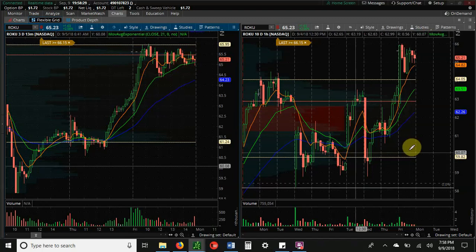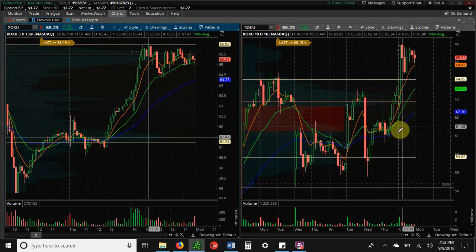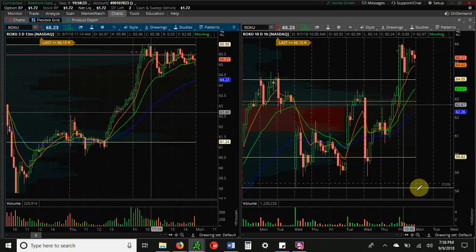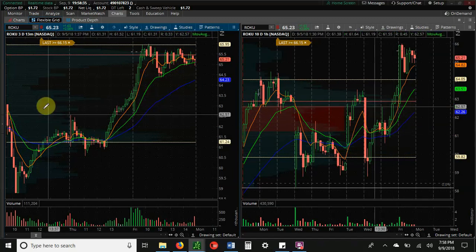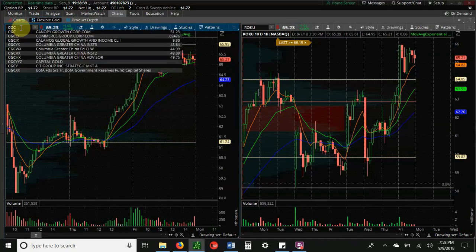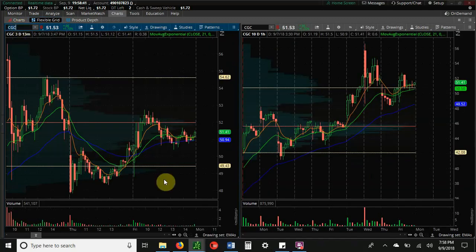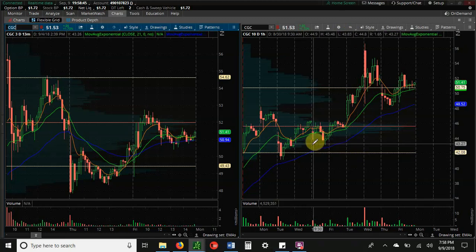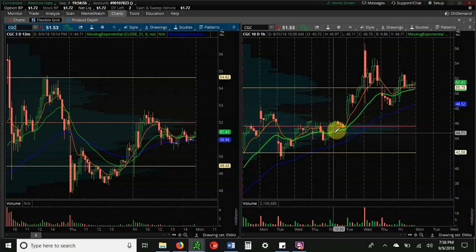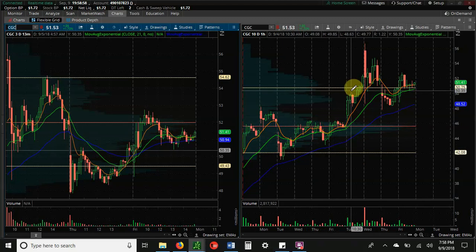EMA. So you can see here's Roku, and still in that uptrend. You had that entry point down here, but something like the pot stocks, let's go for those. CGC has really been all over the place. So here you have your anchor chart at the 1 hour, and you can see here it had crossed here, came down, never crossed back over, just kind of touched that 21 period, and then started ripping.